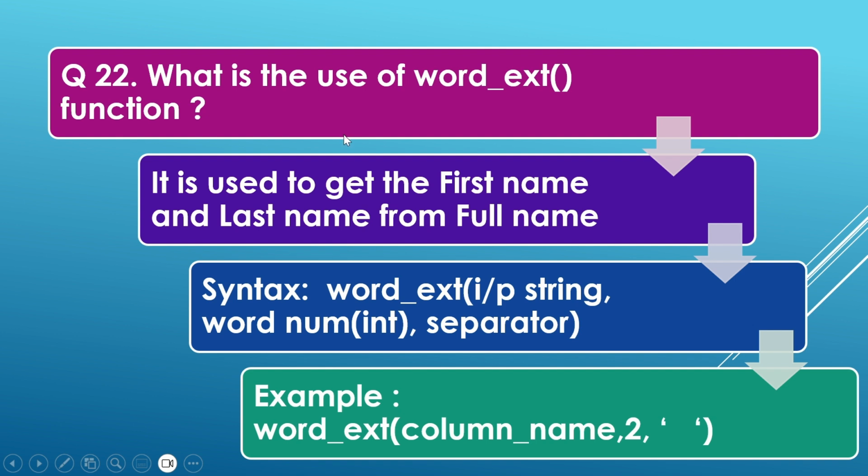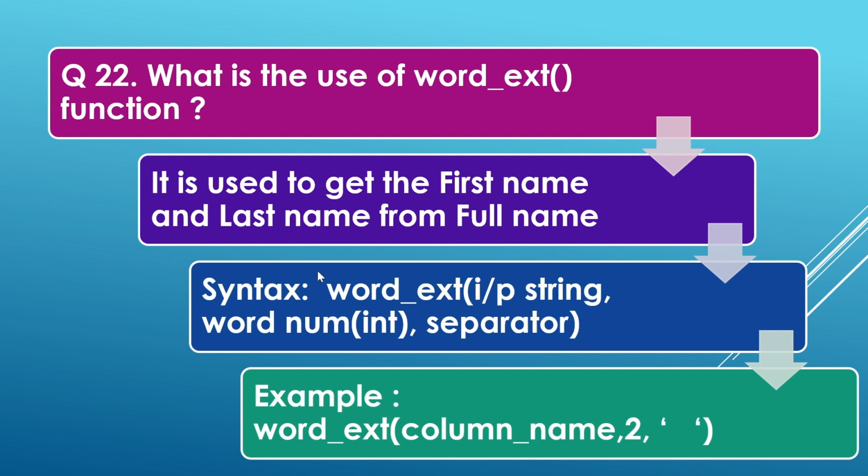Next, question 22. What is the use of the word_ext function? Here we can see the function word_ext. It is used to get the first name and last name from the full name. Basically, what it will do is give the word from the string by the word number.